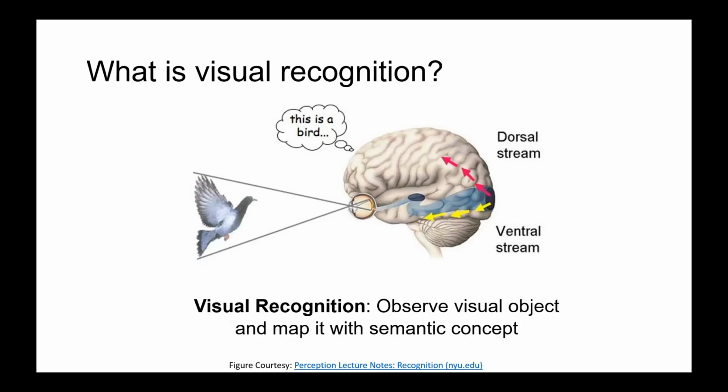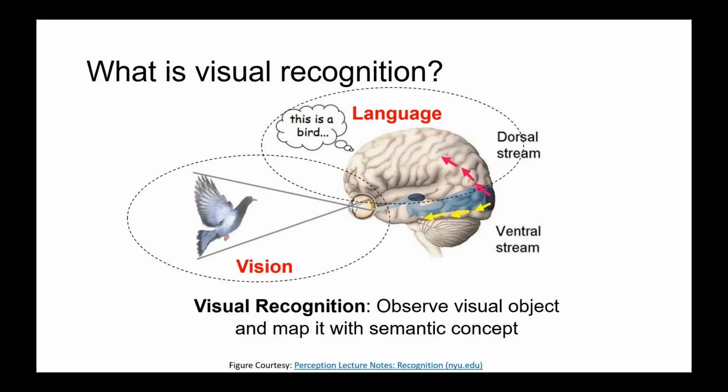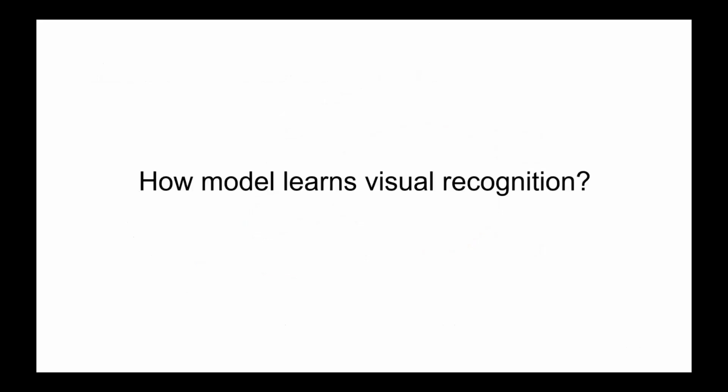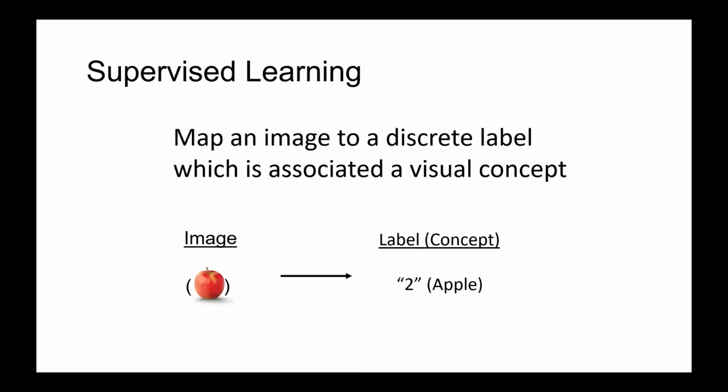To summarize, visual recognition is trying to observe a visual object and map it to a semantic concept. Please note that the semantic concept is very important in visual recognition. So in a general way, visual recognition consists of two parts, the vision and the language. Then the next question is, how does a model learn visual recognition?